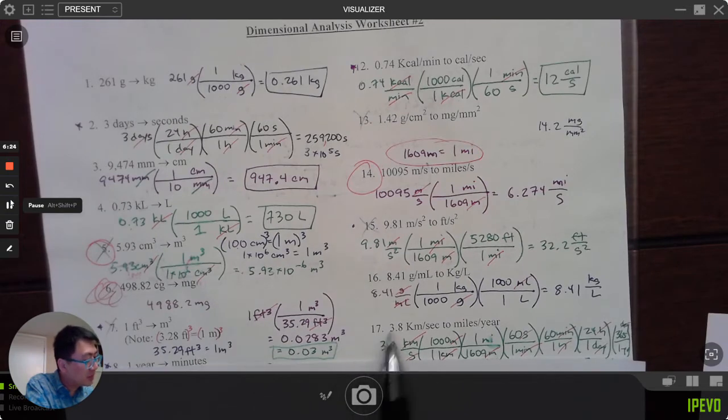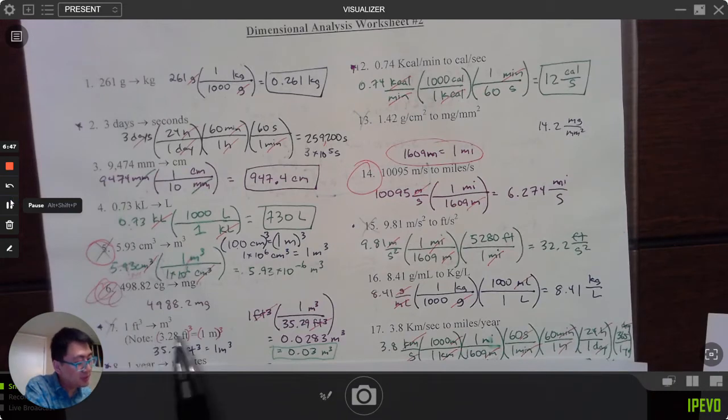Number 17. 8.41 grams per milliliter is how many kilograms per liter? So change grams to kilograms. 1,000 grams a kilogram. Change milliliters to liter. 1 liter is 1,000 milliliters. And 8.41 times 1,000 divided by 1,000 doesn't change anything. 8.41 kilograms per liter. Okay.